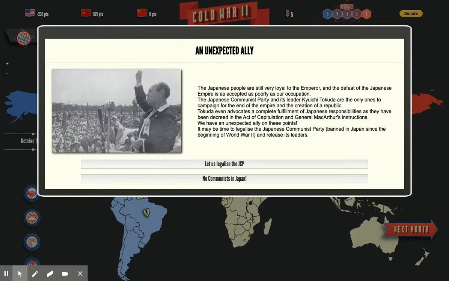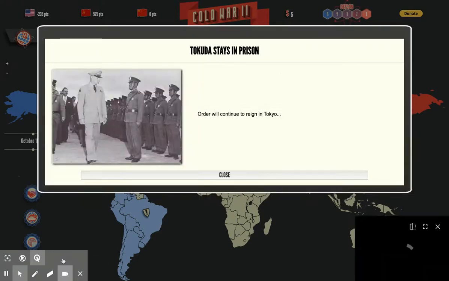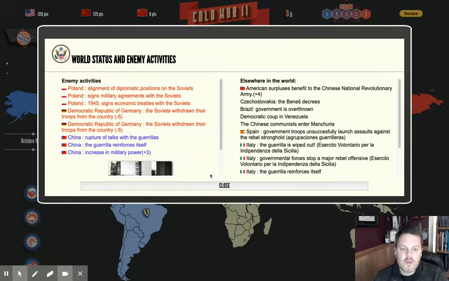Perfect. Okay, so it's saying, what do we want to do with Japan? Okay, well, Japan's an unexpected ally. I'm going to say no communists in Japan. And we'll hit close. Good.